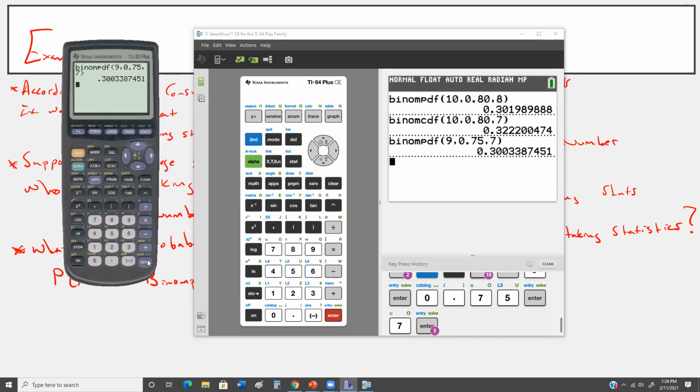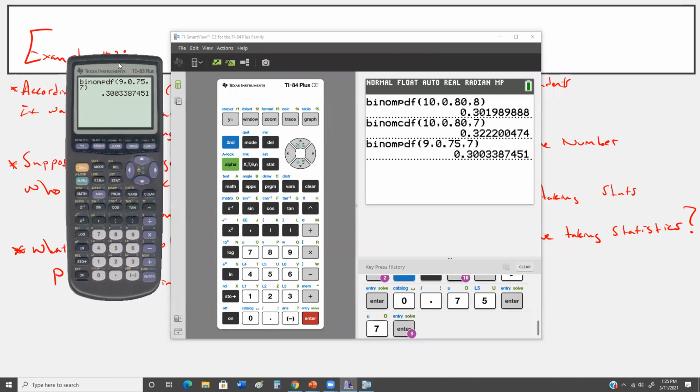How many people got exactly what we got in the chat there and what you see on my screen? Awesome. Would you guys agree that maybe the hardest part is just figuring out what to plug into your calculator, but once you're ready to go to the calculator, it's not too bad? Yeah, it seems every time our problem is going to be how to set it up. As we move into the advanced stuff, we're going to rely on technology to help us, and it's really just going to be about setting it up. That's exactly right. Okay, so this is 0.3003.